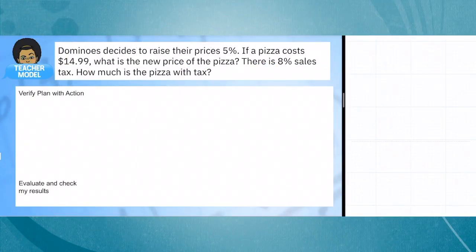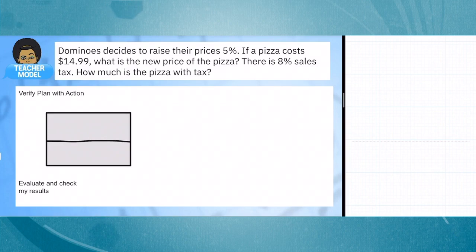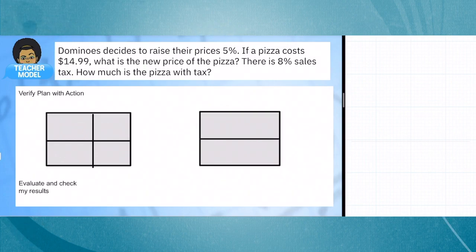I'm so excited to show you this plan in action because we have 2 changes and we want to make this a more simplified problem. So let's start with first adding the new price, the 5%. And then adding the tax. And thinking about percent increase in a new way.